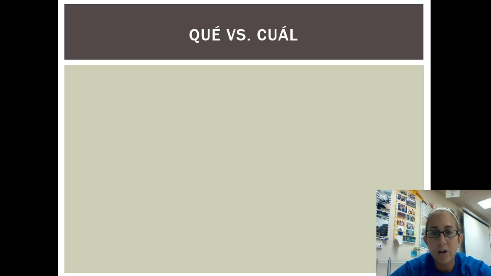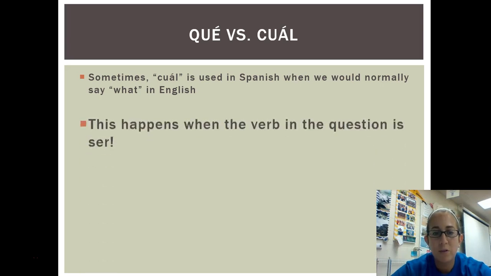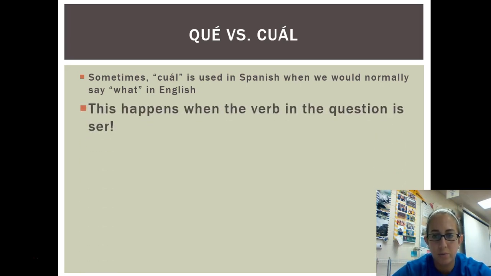This part is not on your notes, but you might want to add this information off to the side. So, ¿qué versus cuál? Sometimes cuál is used in Spanish when we would normally say what in English, okay? And this happens with our verb ser, okay? Remember, ser means is, am, or are. So, if we're asking ¿qué es something, we're asking for a definition, okay?